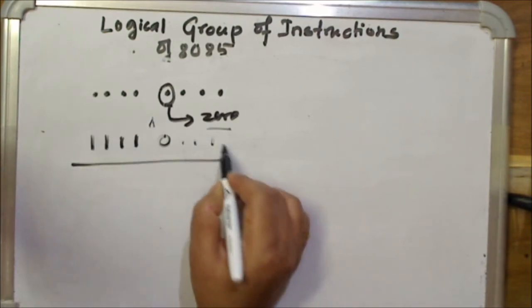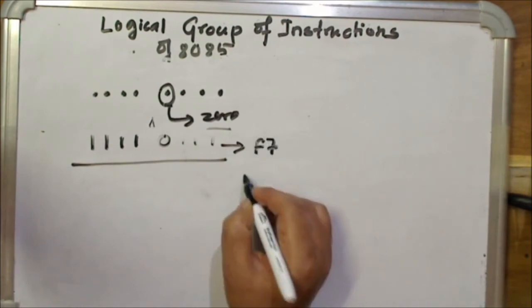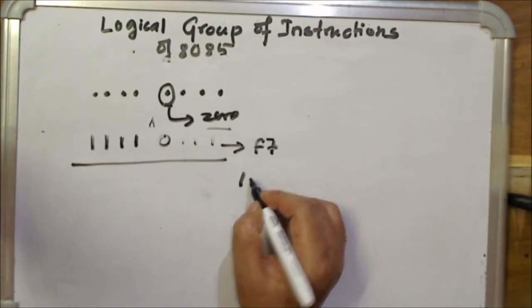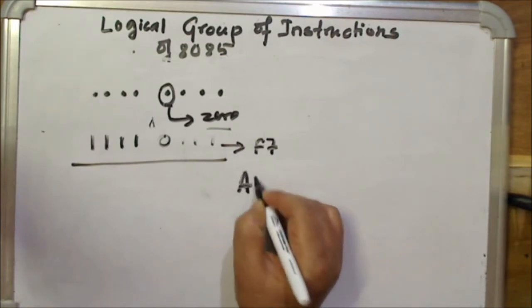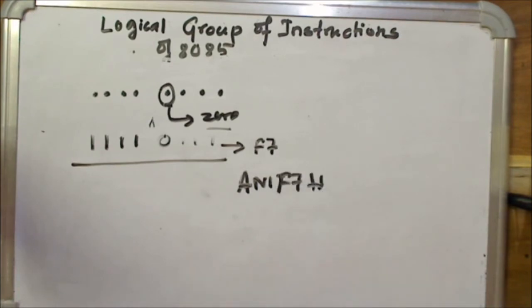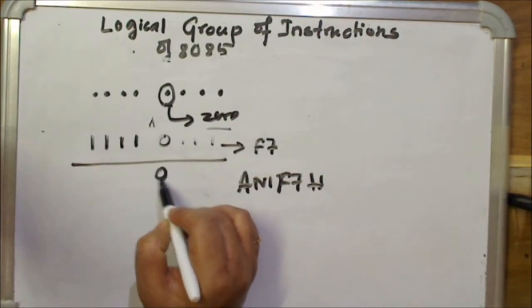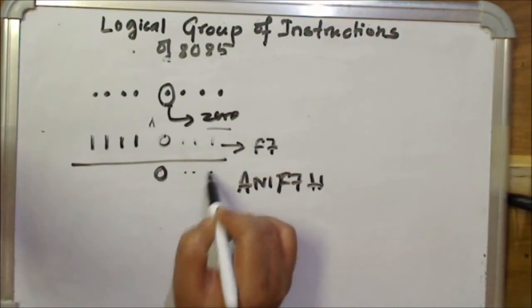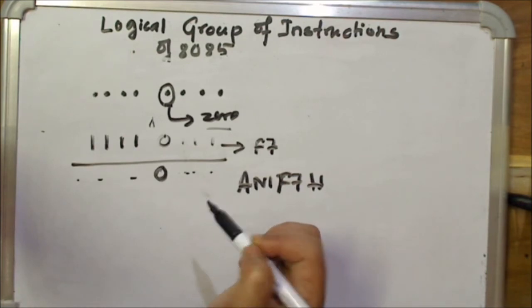Right? So our operand is F7. That is your instruction will be ANI F7H. Okay? So if you AND this bit with 0, this bit will become 0, and the remaining bits will remain as it is. Okay? So I hope you understand.